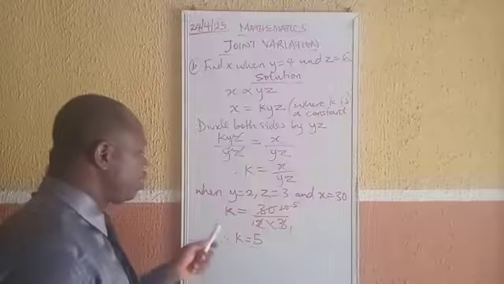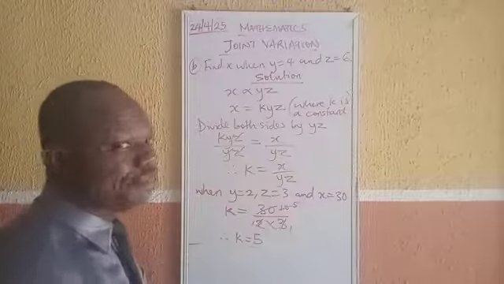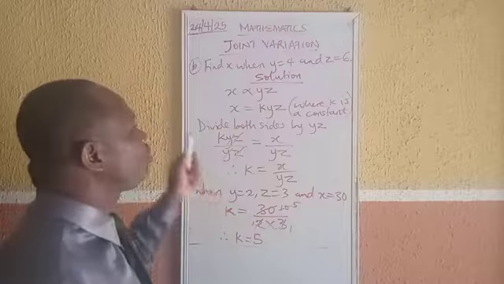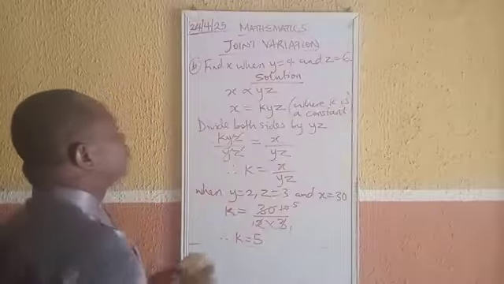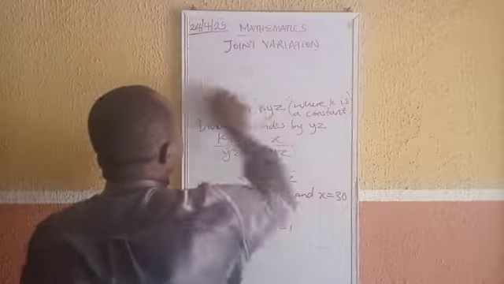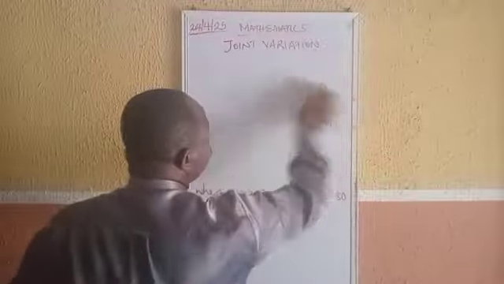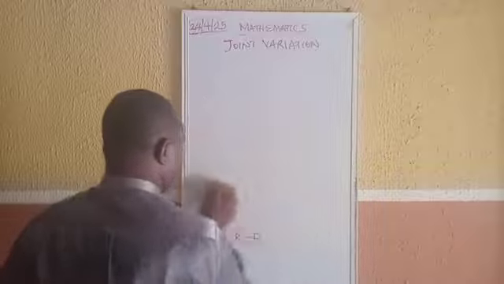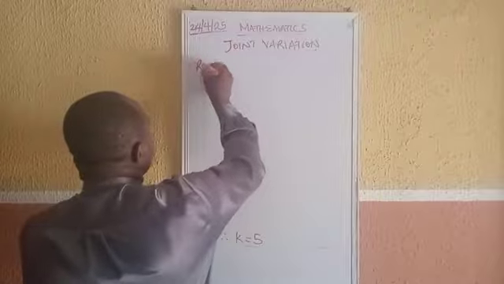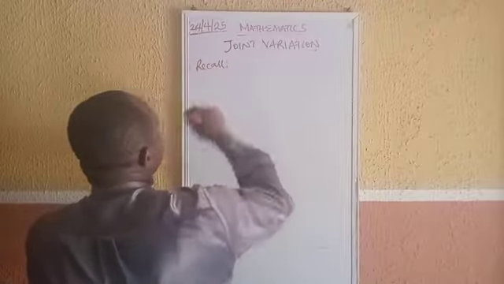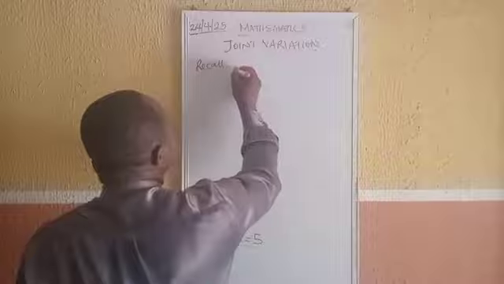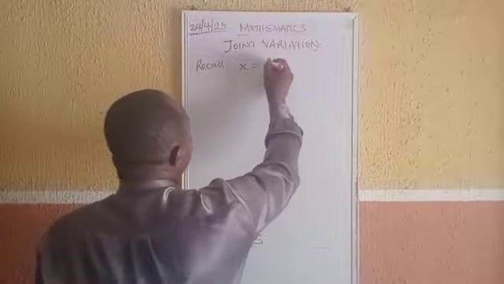After you obtain the value for k to be 5, our next step is to find the law of variation. Now, to do this, we have to recall the point where we introduced k. So that will be x equals what?